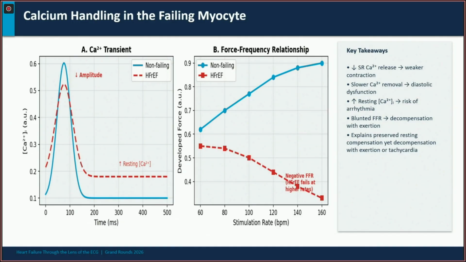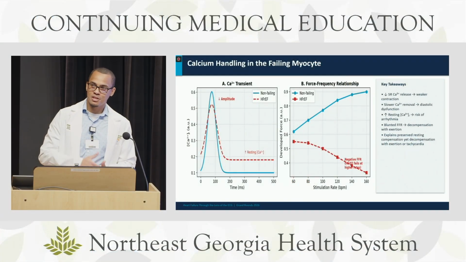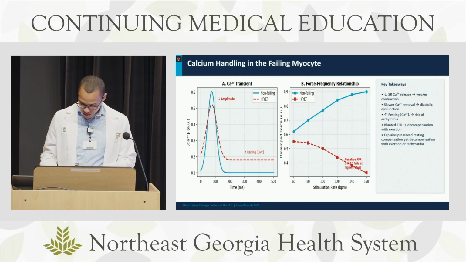For instance, here is the force frequency relationship we see in a normal heart. As your heart rate goes up, the force that your heart generates is also higher, but in a failing heart, we see that relationship takes a negative downturn, since as your heart rate goes up, the force of your heart is weaker. So this could explain why in some scenarios you can see patients that come in with reduced EF and they are just fine, but the minute they go out to do something, they are exacerbated.